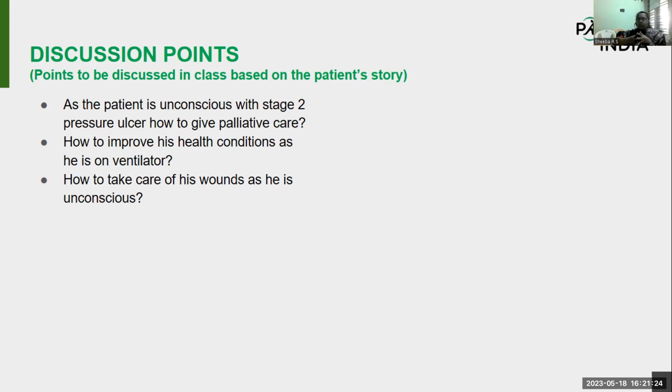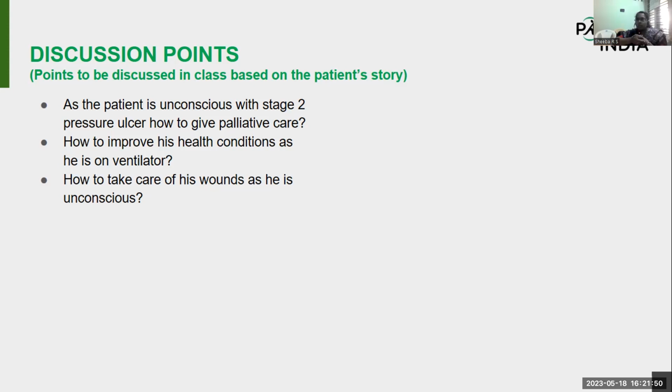This patient has developed a stage 2 pressure ulcer. At that time we need to prevent further induration. That is also important. This is a second stage pressure ulcer. We can cure this stage 2 pressure ulcer, but at the same time we need to prevent further induration. That way we can prevent further formation of pressure ulcer.